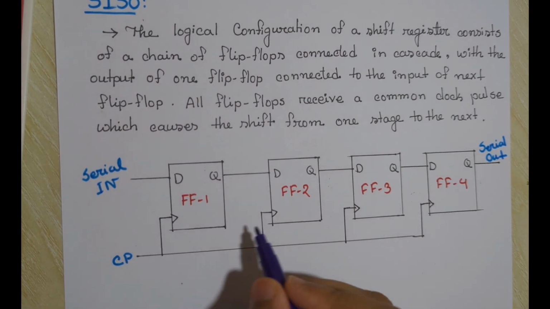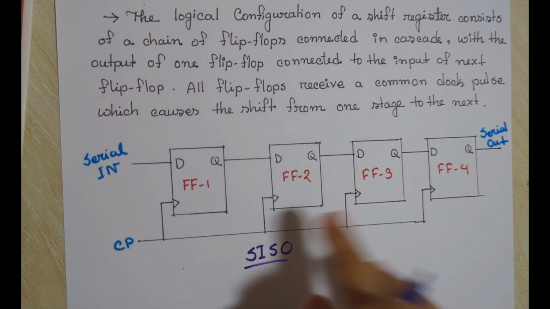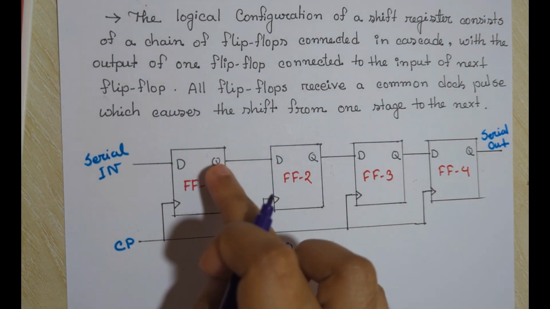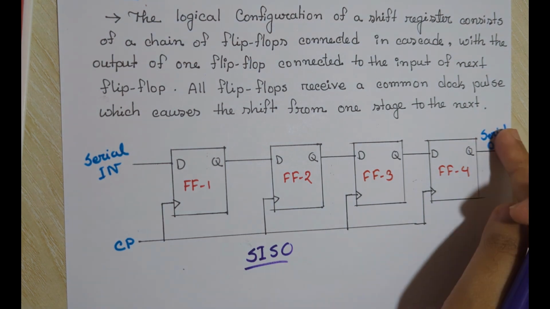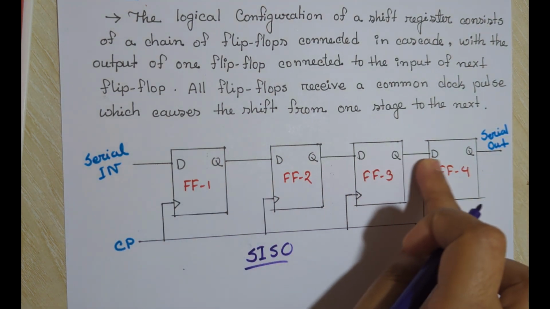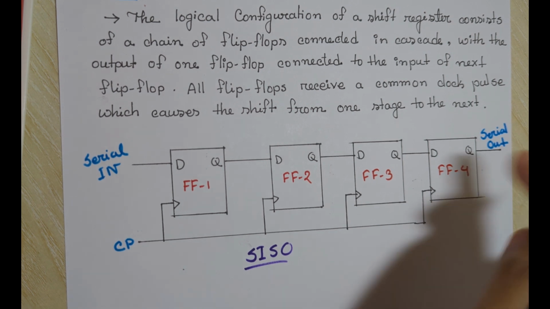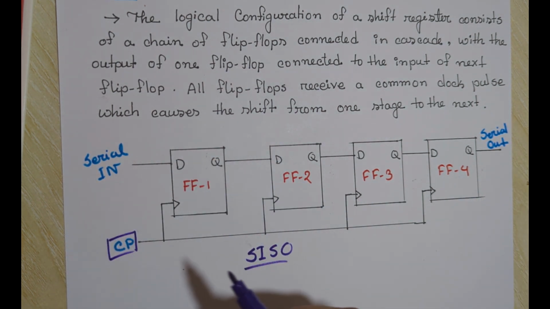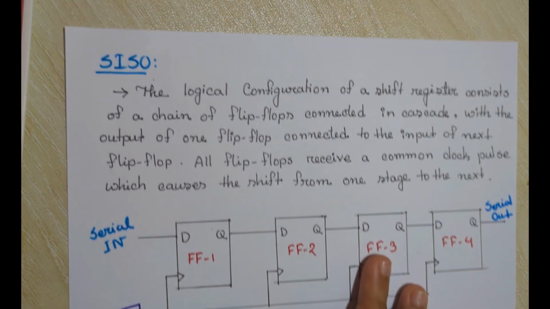Let's see the circuit diagram of the serial input and serial output shift register. This is the circuit diagram. Here we have drawn a 4-bit register which is connected internally, and here is one serial input and one serial output. As they are connected sequentially with only one single input and one single output, it is called serial input, serial output. And here only one single clock pulse is applied to the four flip-flops at the same time.